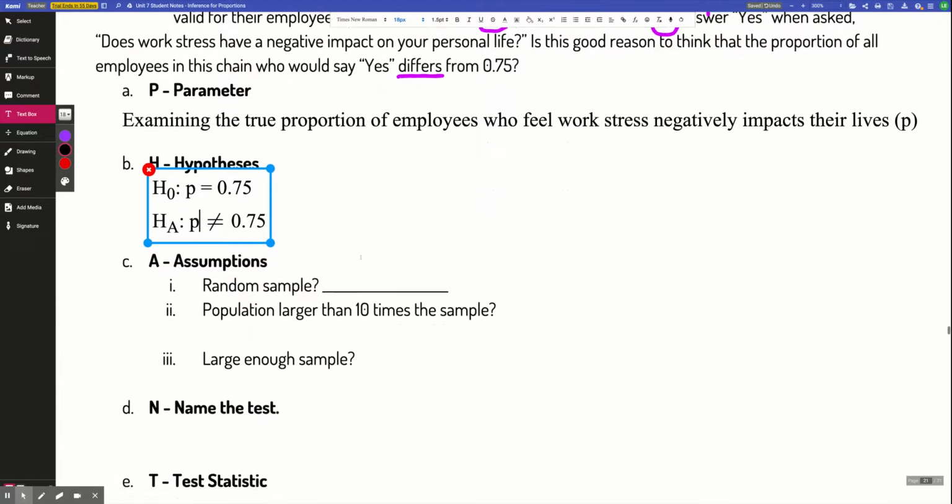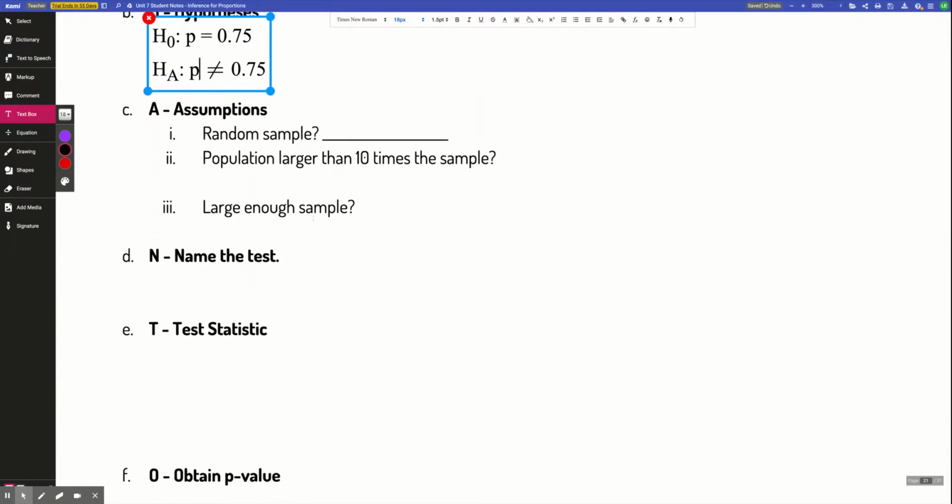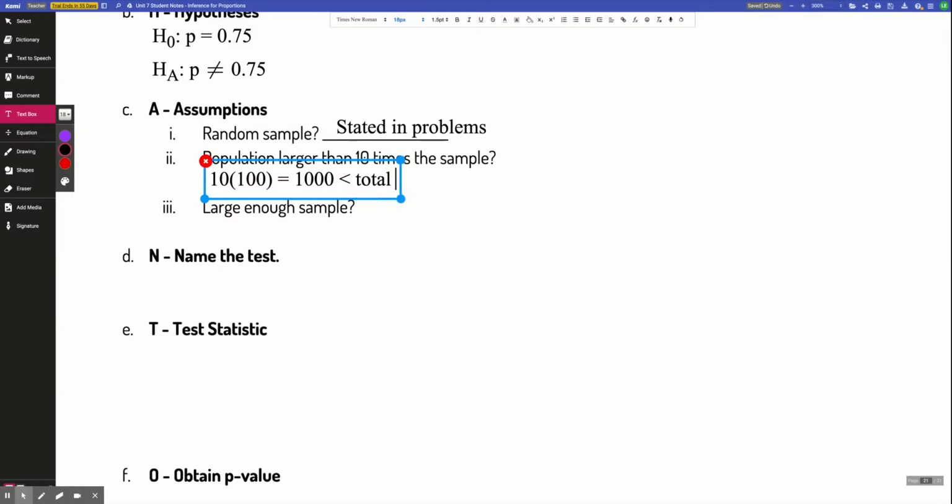Okay, all right, let's move on to the assumptions. So for random sample, we're good there. It was stated in the problem. Okay, population is larger than 10 times the sample, so that's my 10% condition. So I'm going to do 10 times my sample size, which is 100, so that's 1,000. And they said that this was a large chain, so we can definitely say that 1,000 is less than the total number of this chain's restaurant employees.